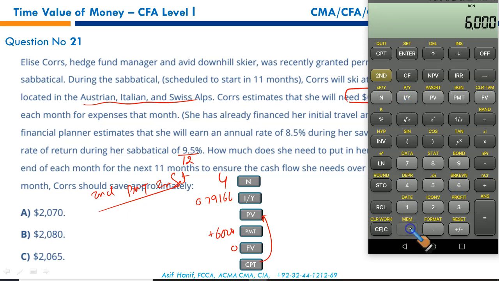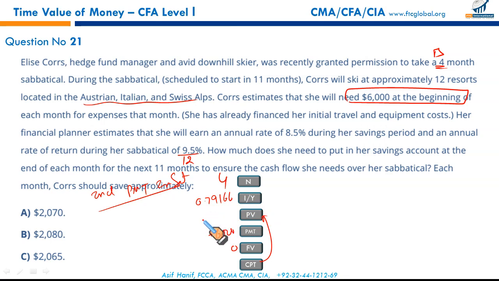PV is to be calculated. 6,000 is what she will receive as payment. Future value is 0. We have to compute the present value. It is 23,000. This is what she needs. This is what she needs: 23,718.